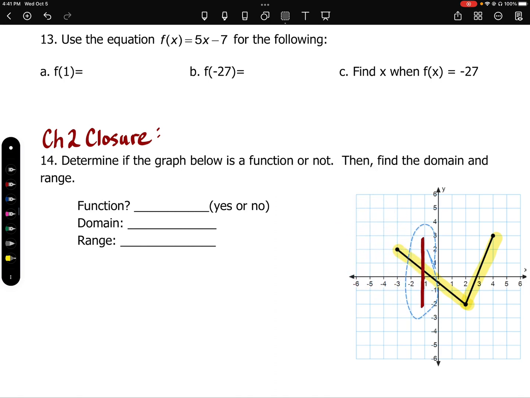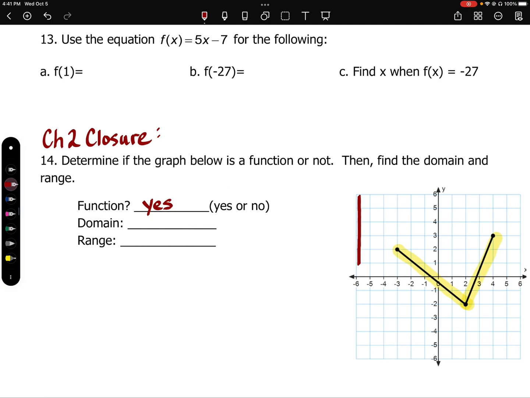And you notice as I run along this graph, there's no way that my vertical line can touch that graph in more than one place. Therefore, there are no inputs that have more than one output. So we can conclude that yes, this is a function. So we'll say yes. And now what we'll do is figure out our domain and range.